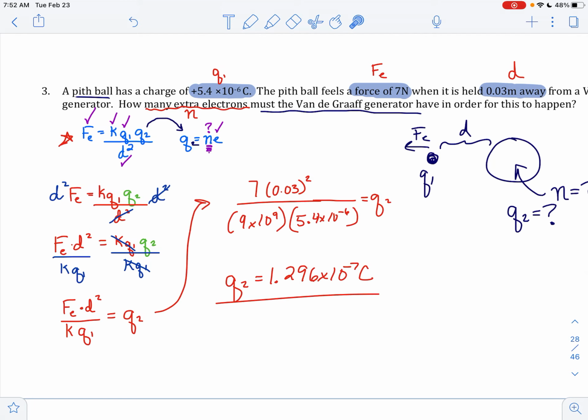However, we're not done because we asked how many electrons. The biggest mistake on this problem is that students circle this answer and say they're done. We want to know how many. So remember, we did step 1. Now we've got to go and do step 2. So I'm going to take this number and plug it into this equation.